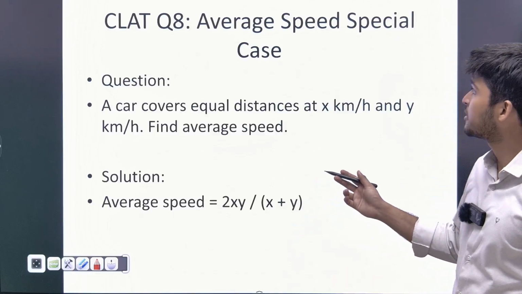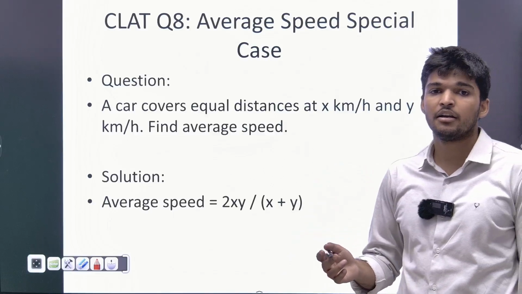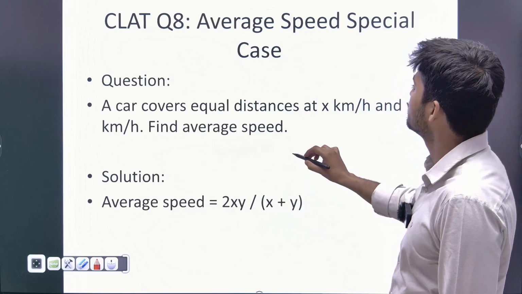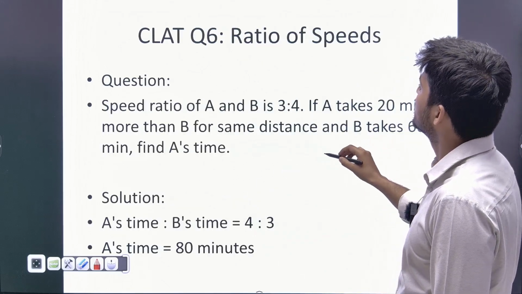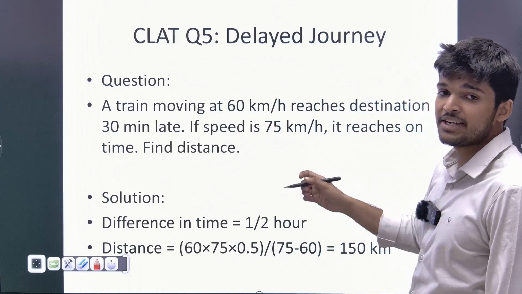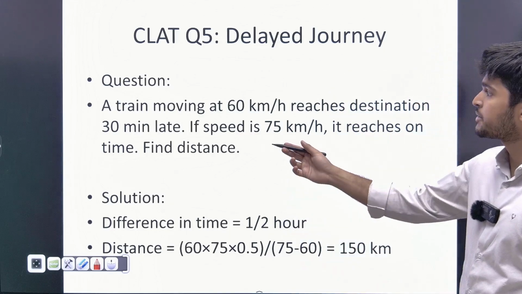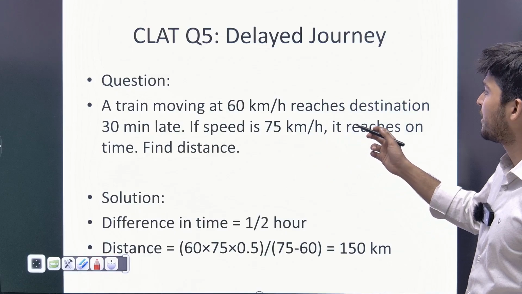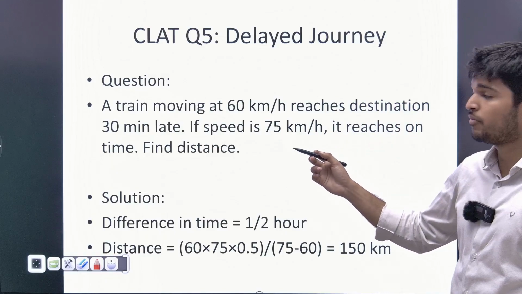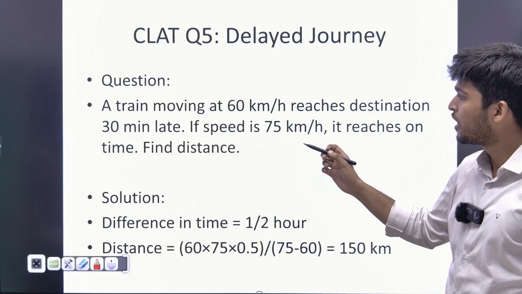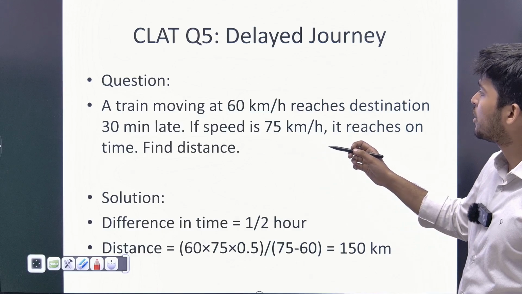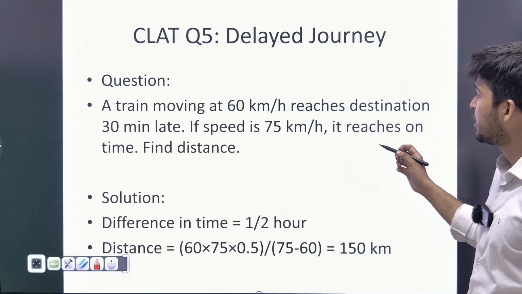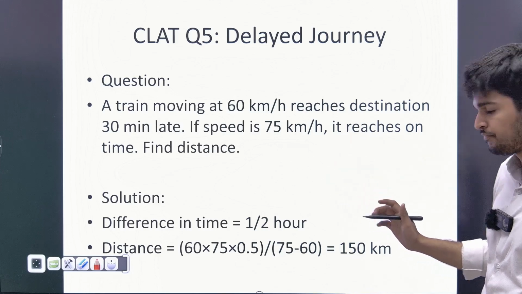So we have reached the last slide, and as I said, we have left one question to discuss. So we'll move back. Yeah, this concept of delayed journey. In this question, a train is moving at the speed of 60 kilometers per hour and reaches the distance late by 30 minutes. If the speed of the train would have been 75 kilometers per hour, it would have reached on time.